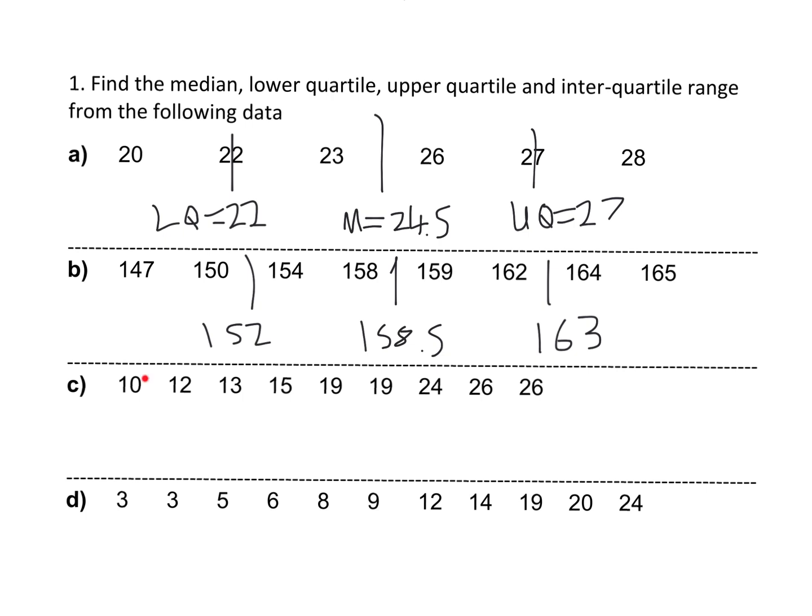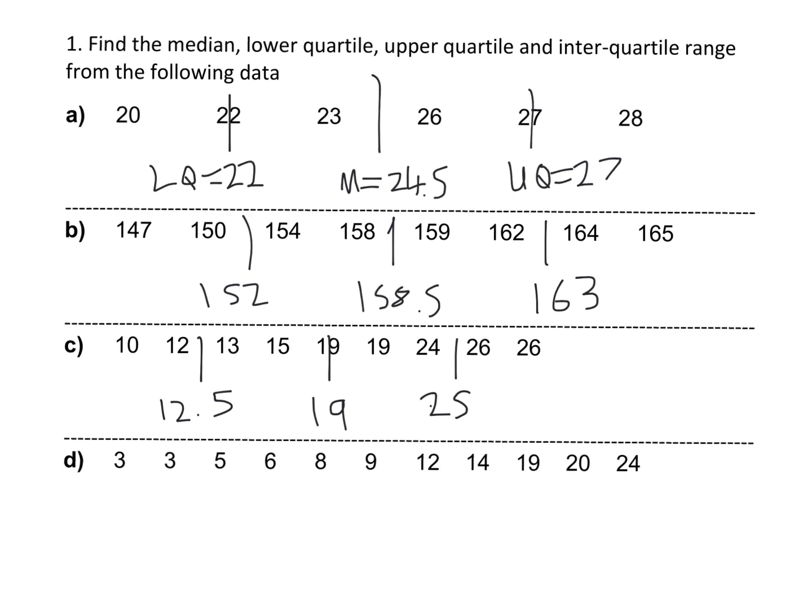Go again. How many values here? 1, 2, 3, 4, 5, 6, 7, 8, 9. So the 5th value would be the middle. So bang here. Median is 19. And when you go in the middle like that, you're left with 4 values on the left. So the middle of those 4 values would be here. Halfway between 12 and 13 is 12.5. On the right hand side, we've got 4 values, and the middle of them is here. Halfway between 24 and 26 is 25.